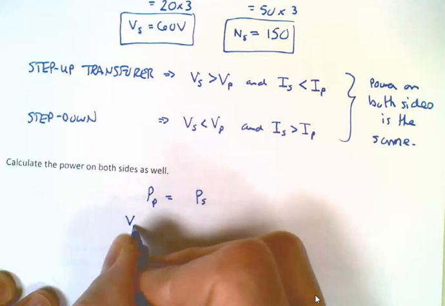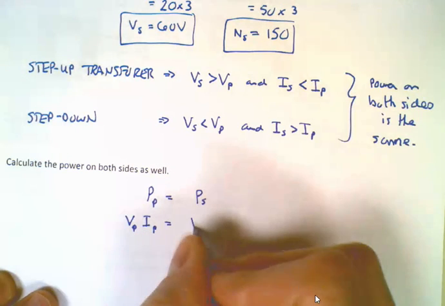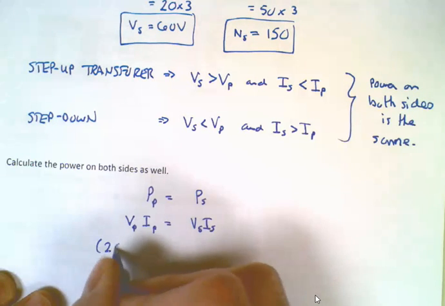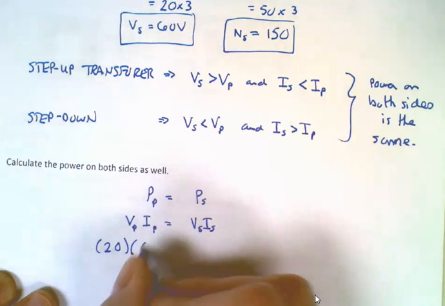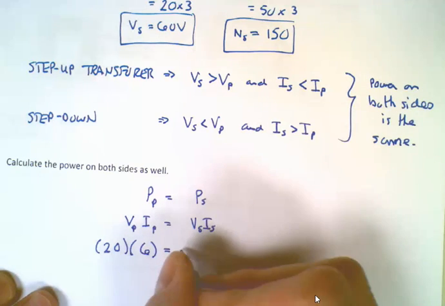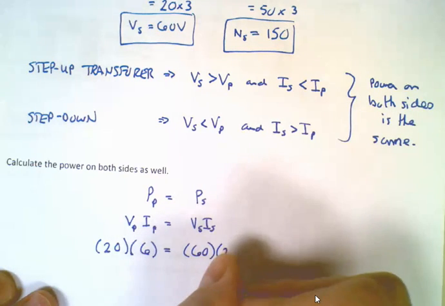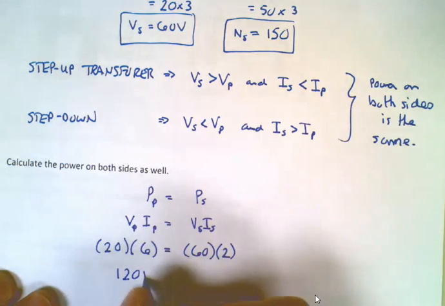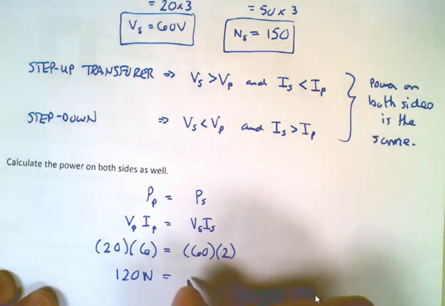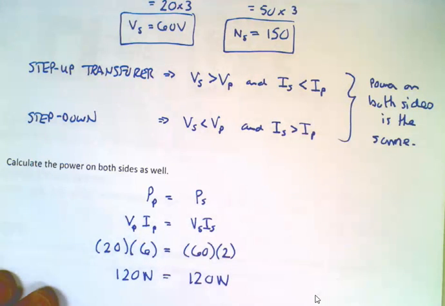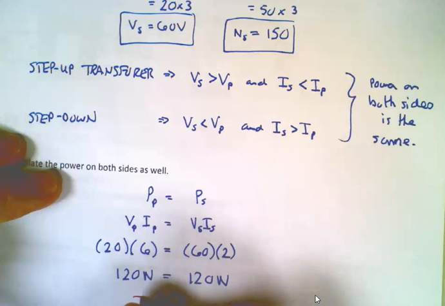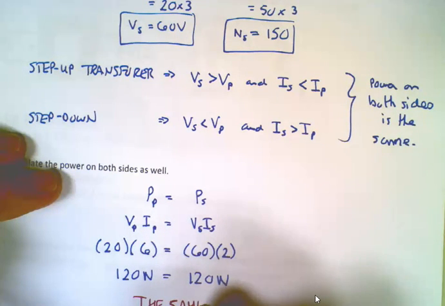So on the primary side and on the secondary side, we had VP was 20, IP was 6, VS was 60, IS was 2. 20 times 6 is 120 watts of power. 60 times 2 is 120 watts, joules per second. These are the same. And that's a good check to see if you've done the question correctly.